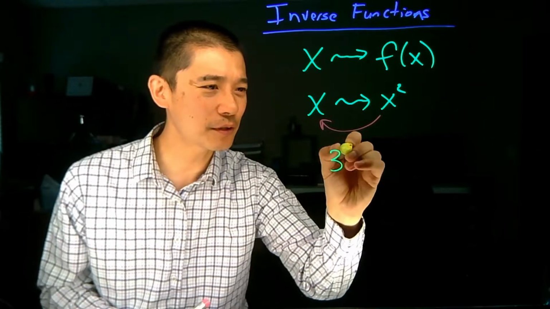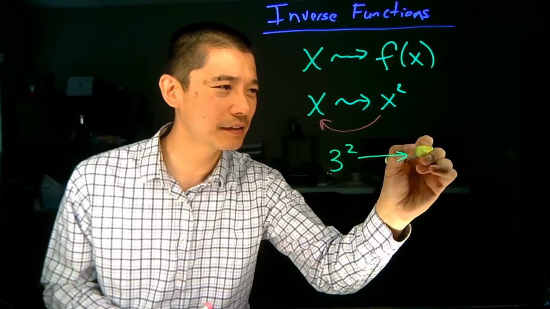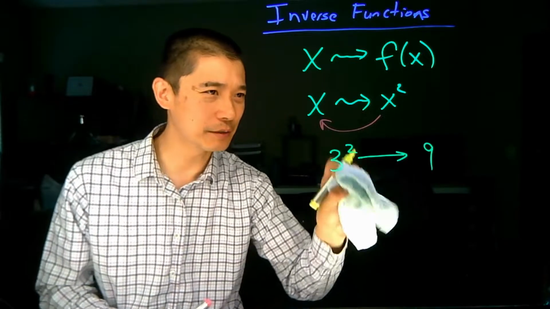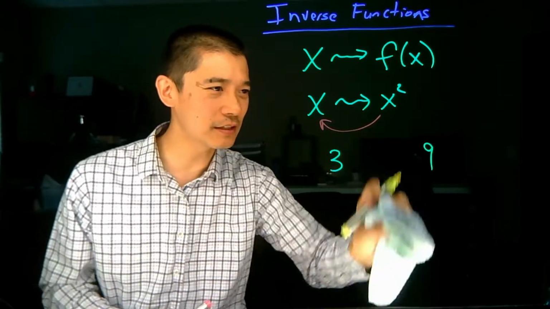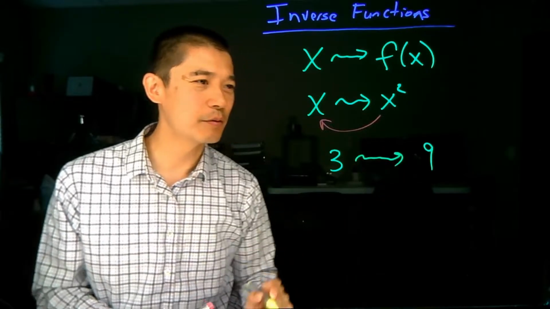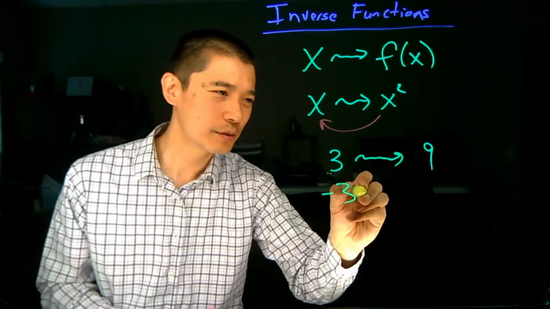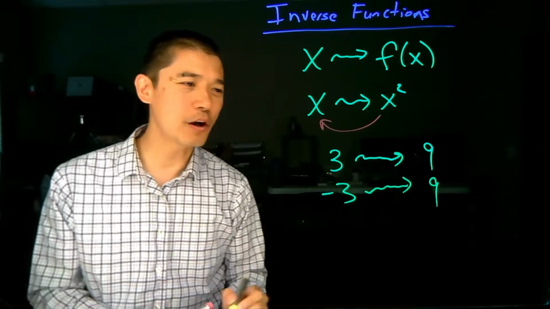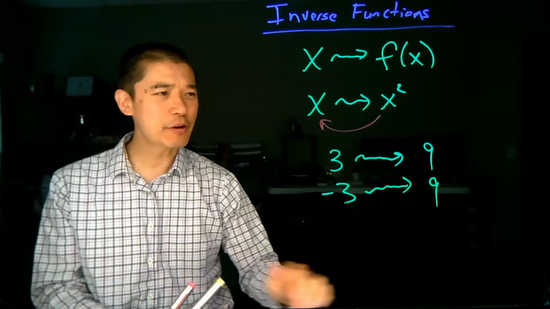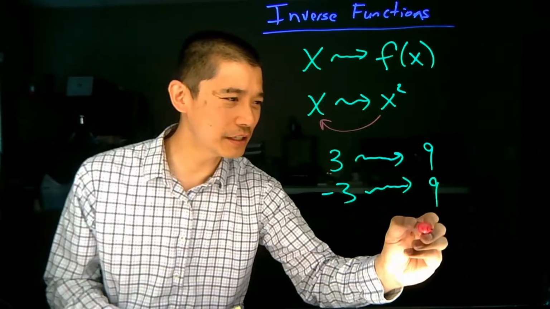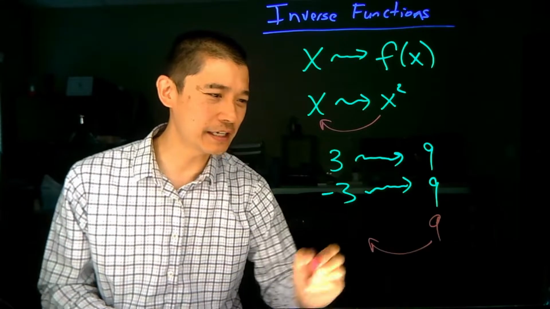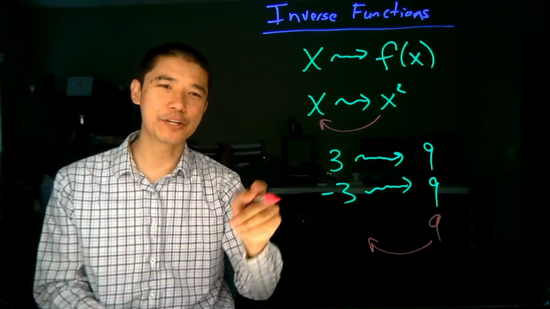If we take the number 3 and square it, that would give us 9. Well, let me actually write it like this to be consistent. 3, we do our rule and we square it. Negative 3, if we do the rule, will also end up with 9. If we try to turn this around, the question is, what should 9 point back to, 3 or negative 3?